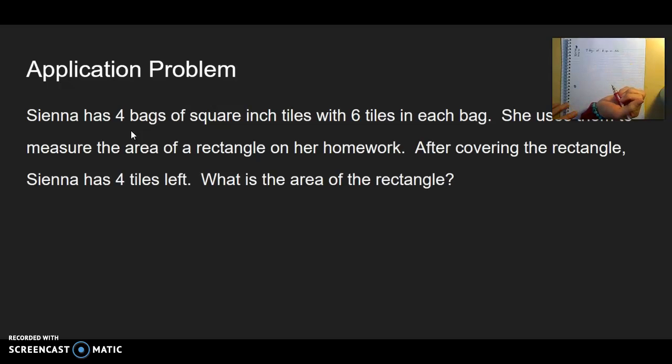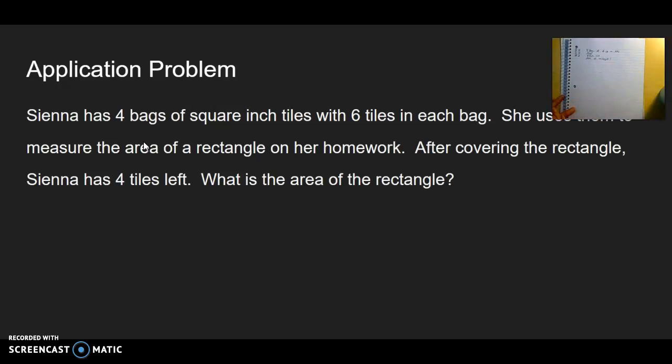She uses them to measure the area of a rectangle on her homework. That's good to know, but nothing in there is super important except for the word area. I'm looking for area. After covering the rectangle, Sienna has 4 tiles left. What is the area of the rectangle? So I'm going to say she has 4 tiles left. So now I remember, and then I'm going to say area of rectangle.